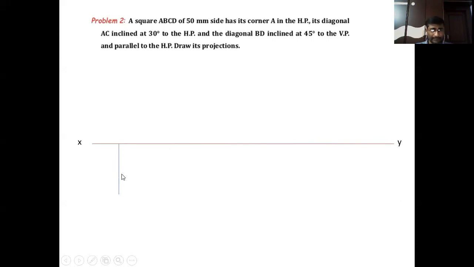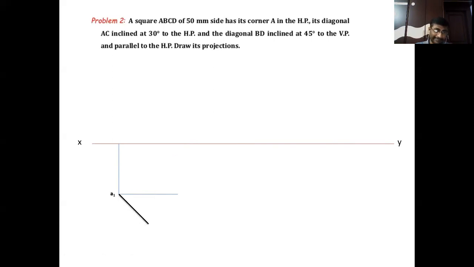On that perpendicular line, you have to locate the corner A first of all. That is A1, the first stage. A is the actual point. Its top view is A1. A1 is the first stage, initial position top view of the corner A. Then from that point A1, draw a horizontal line that is parallel to the XY line.